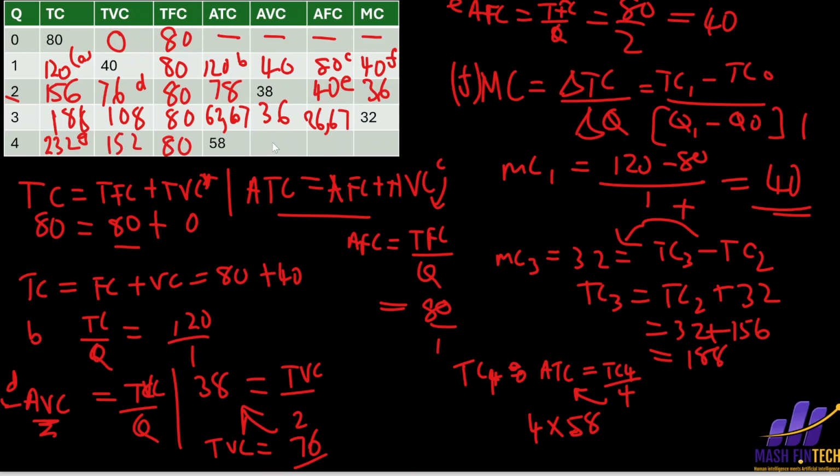And then for the average variable cost, you can divide the variable cost 152 by 4. This must give you 38. And if you subtract 58 minus 38, it must give you the average fixed cost of 20, or 80 over 4 still gives you 20. The last one, 44, remember, it's the change in total cost over change in quantity, which is 232 minus 188. It must give you 44. That's how you fill in this table.